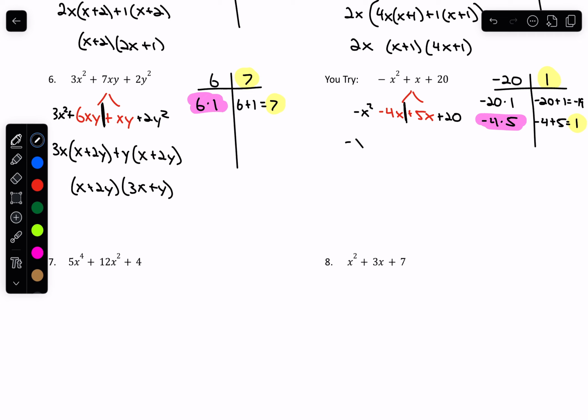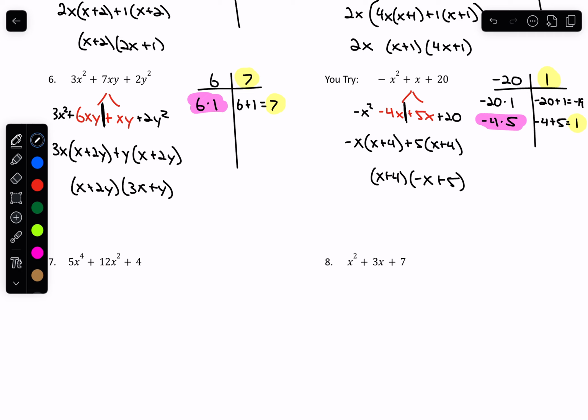I can pull a -x out of the front to leave behind x plus 4, where notice both things change signs because I pulled a negative out. I can pull a 5 out of the second group to leave behind x plus 4 again. That x plus 4 comes to the front, and we have -x plus 5 left behind. So same process, the only real difference there was we had a negative number in the front.